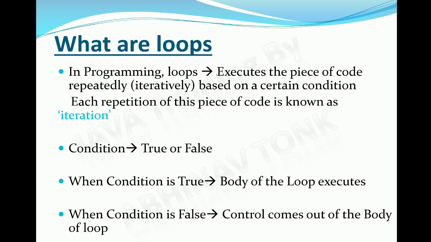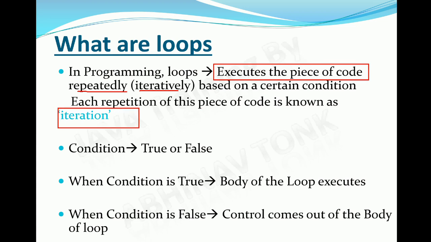In programming, loops basically execute a piece of code repeatedly or iteratively based on a certain condition, and each repetition of this piece of code is known as an iteration, whatever you want to call it. The condition which it evaluates results in either a true or false value. When the condition is true, the body of the loop executes. When the condition is false, control comes out of the body of the loop.